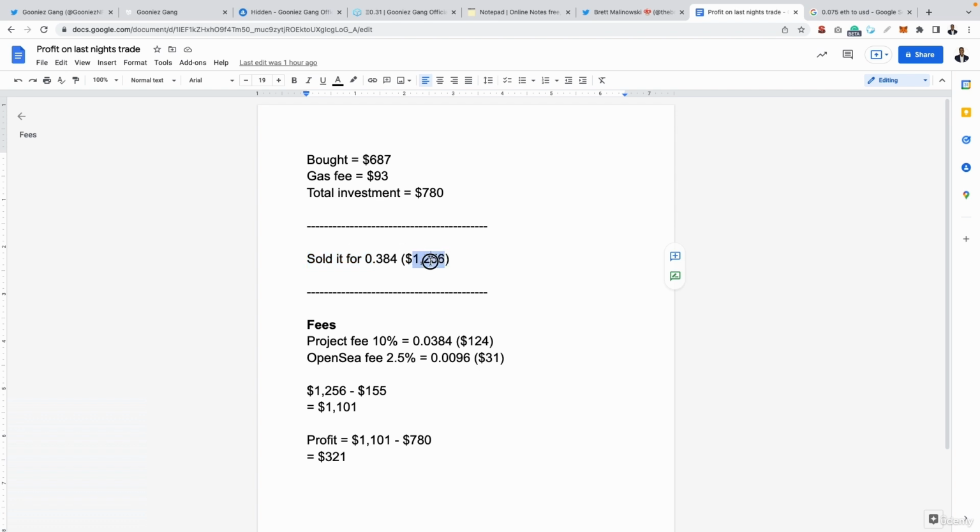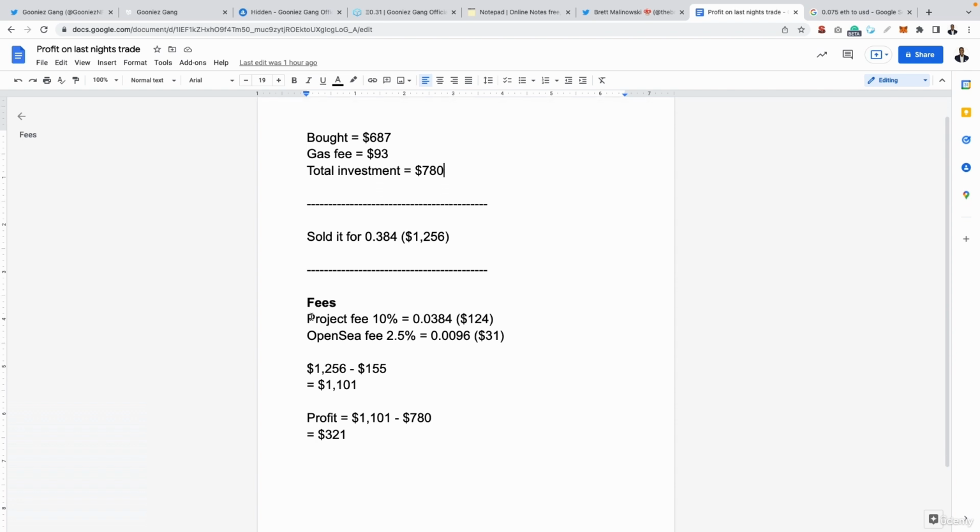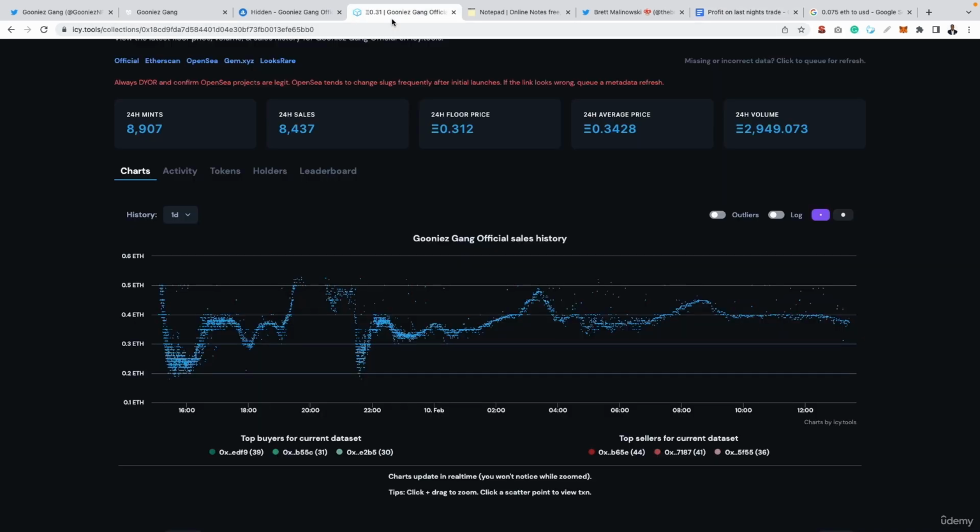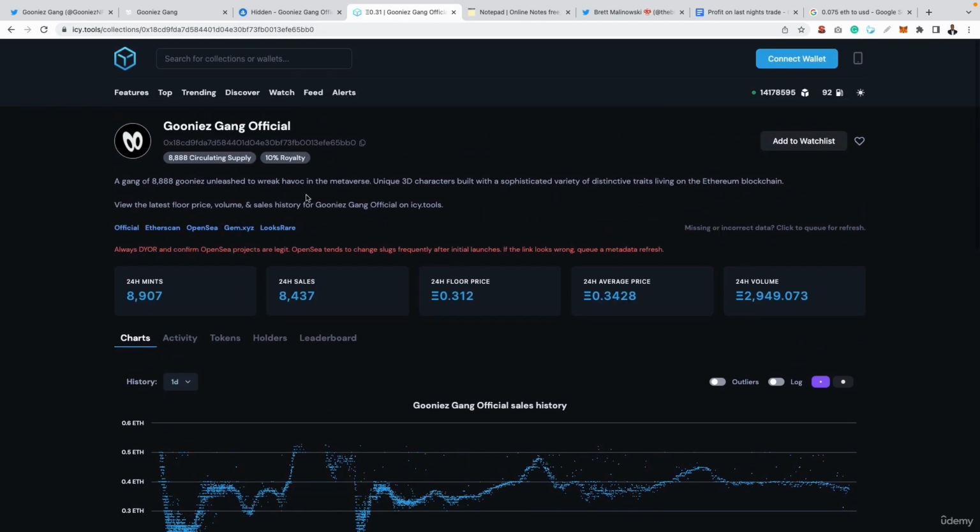So you may be thinking, well, my profit is just this minus that, right? Well, no, because there are other fees you have to bear in mind. There are two fees. The first is a project fee. Whenever you sell an NFT in a collection, there is going to be a project fee. You can find out what this project fee is by going back to IC Tools and then scrolling up. You can see it says 10% royalty.